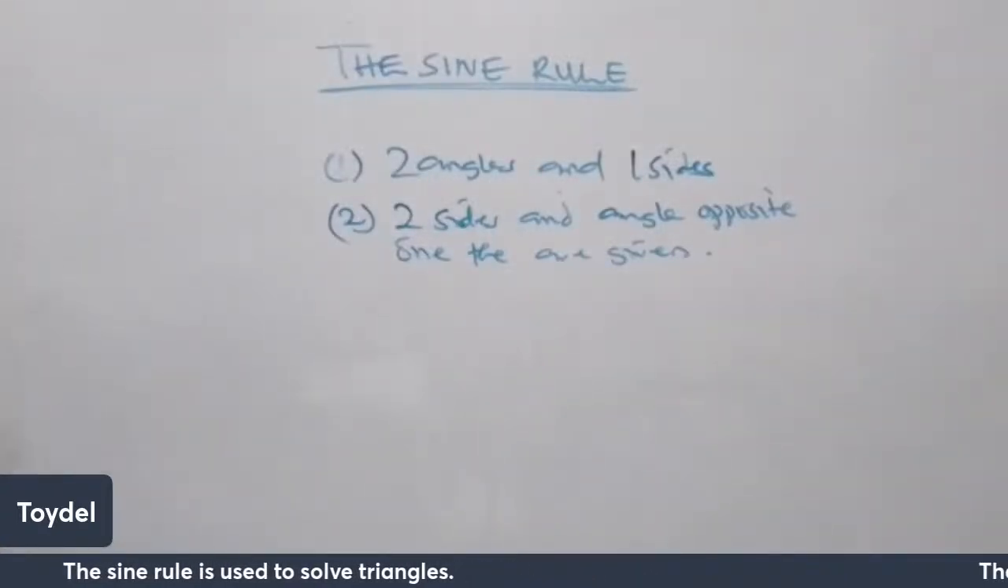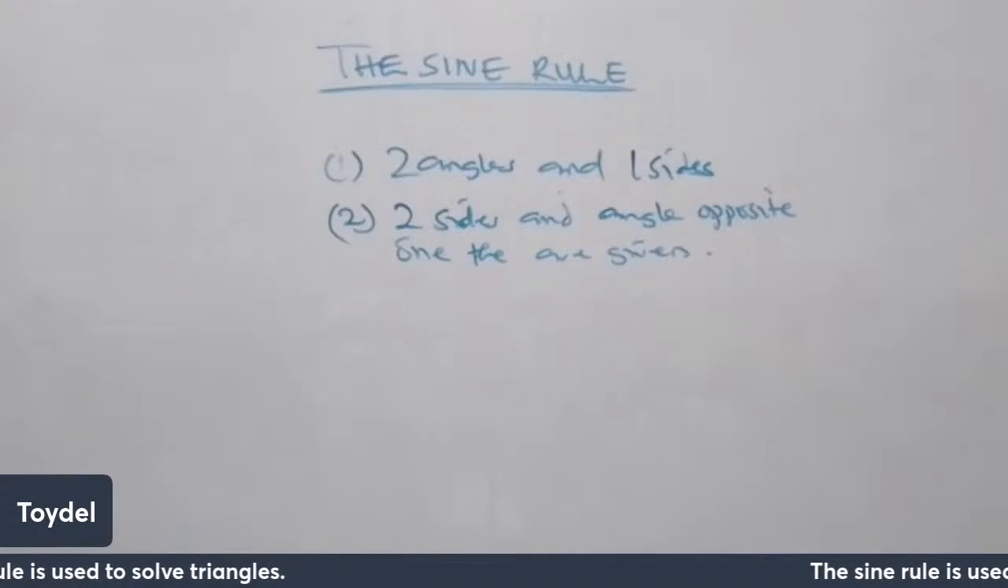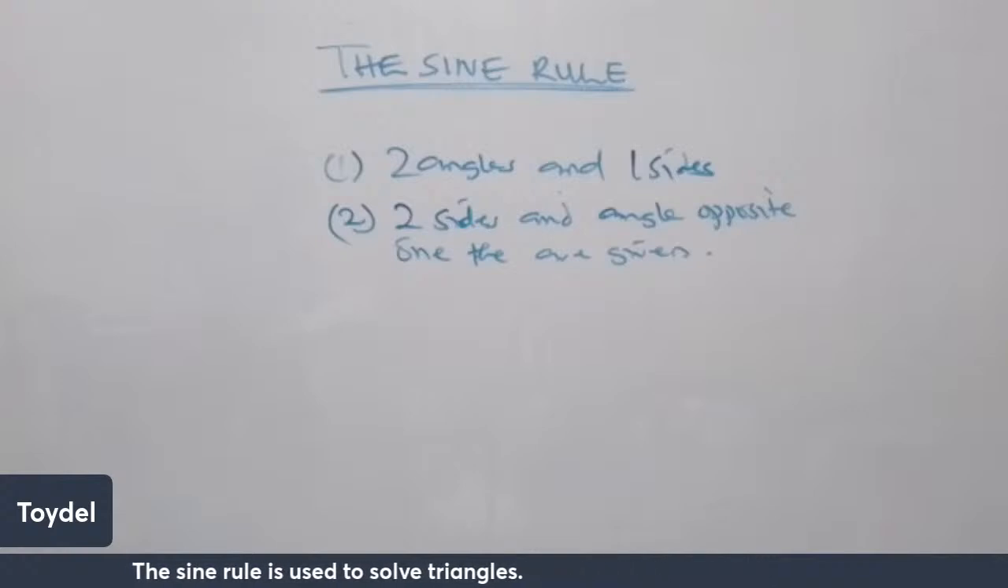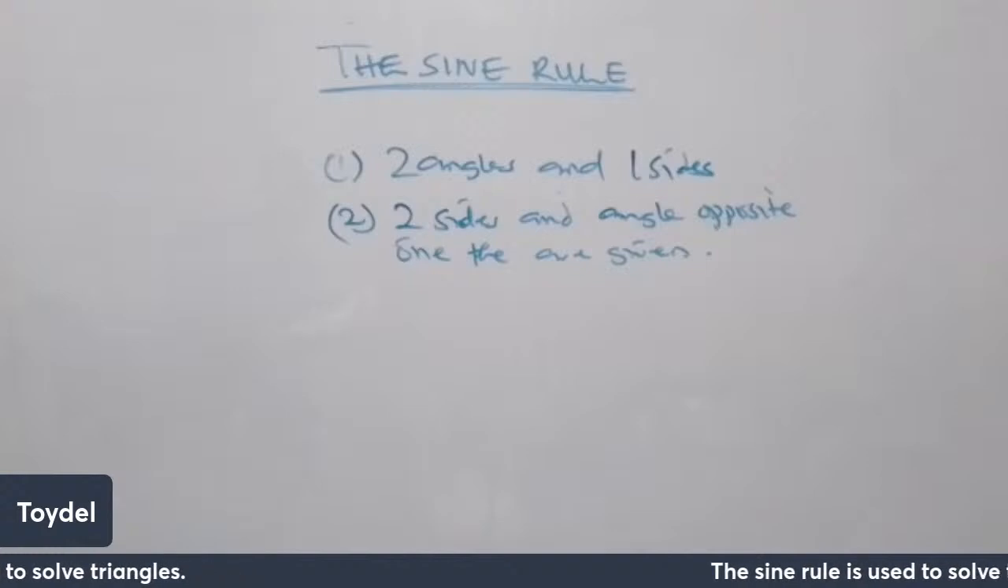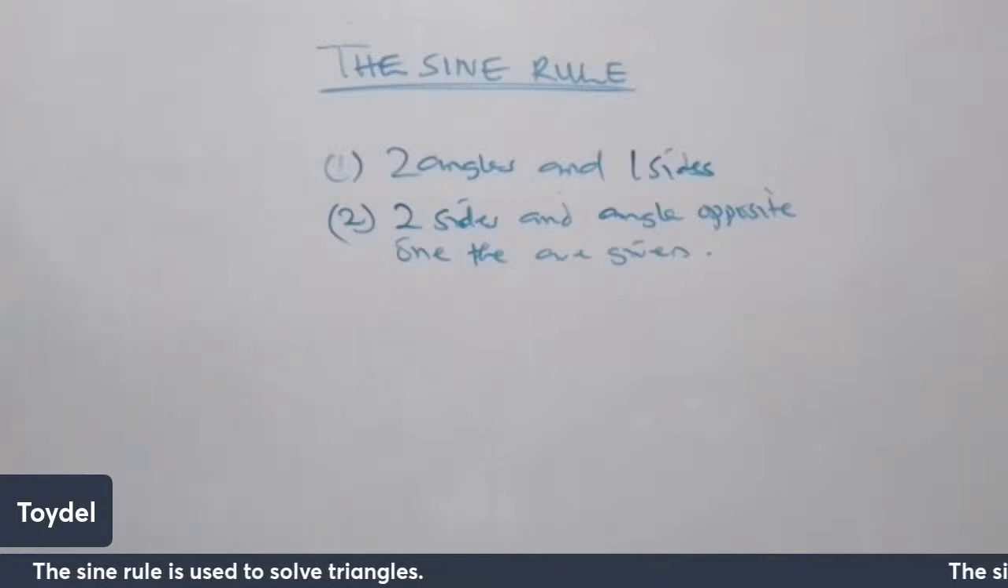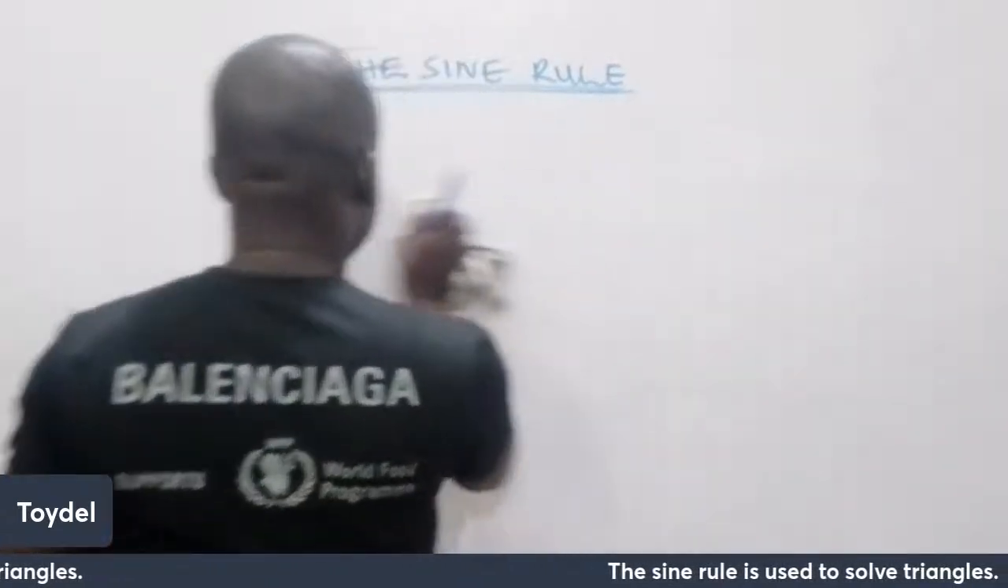You know, we have the sine rule and the cosine rule. So if you want to apply the sine rule, you can apply it either when we have two angles and any side, or when we have two sides and the angle opposite to one of these two sides. That's the condition to use the sine rule.